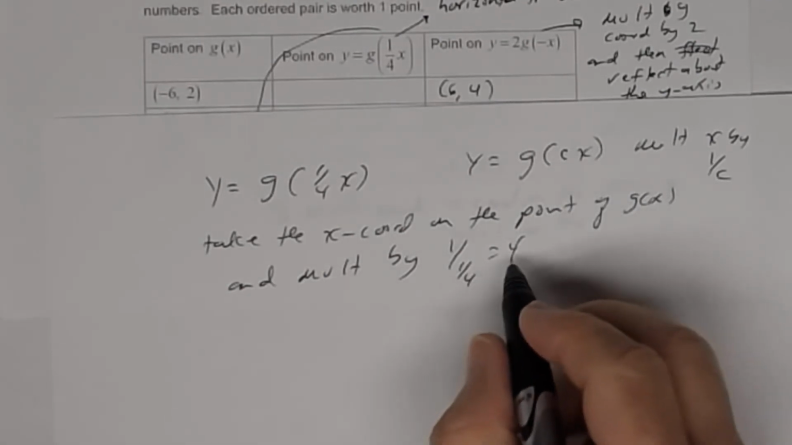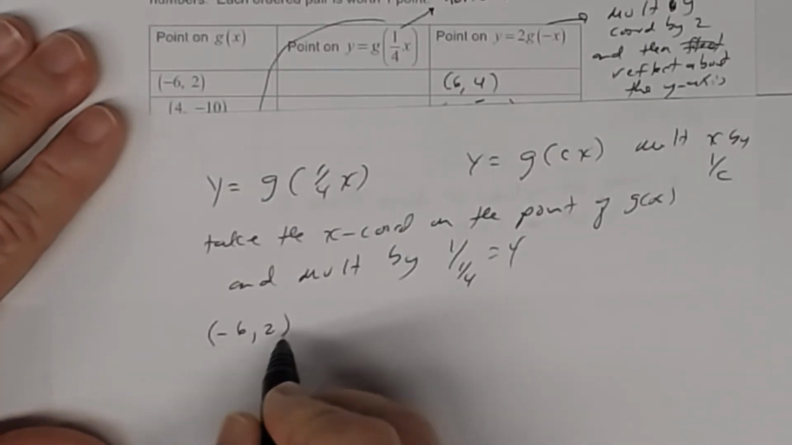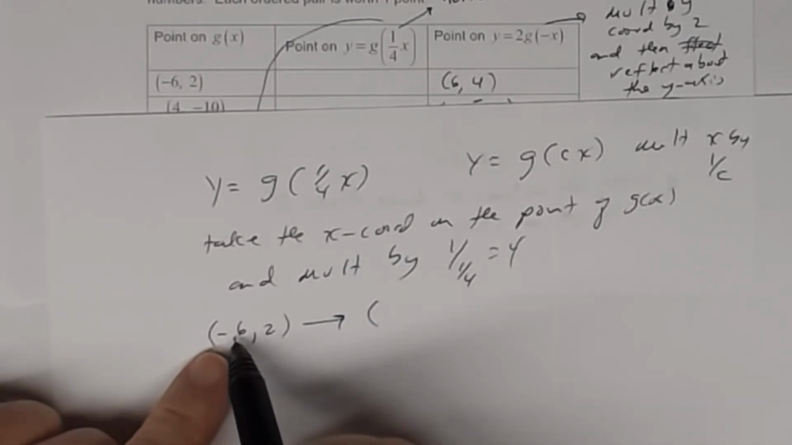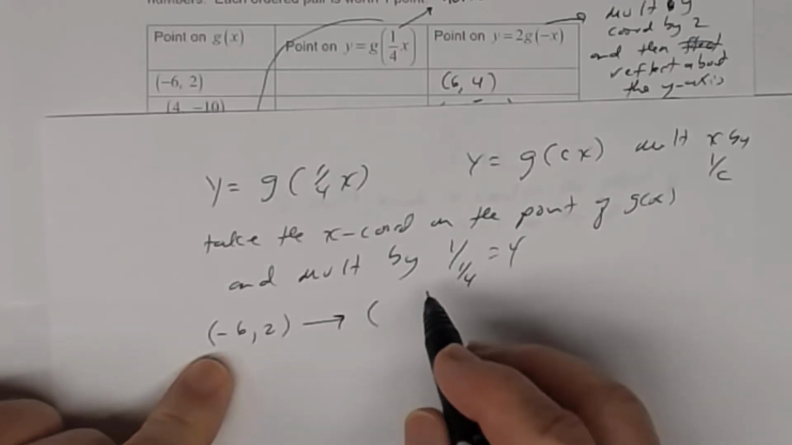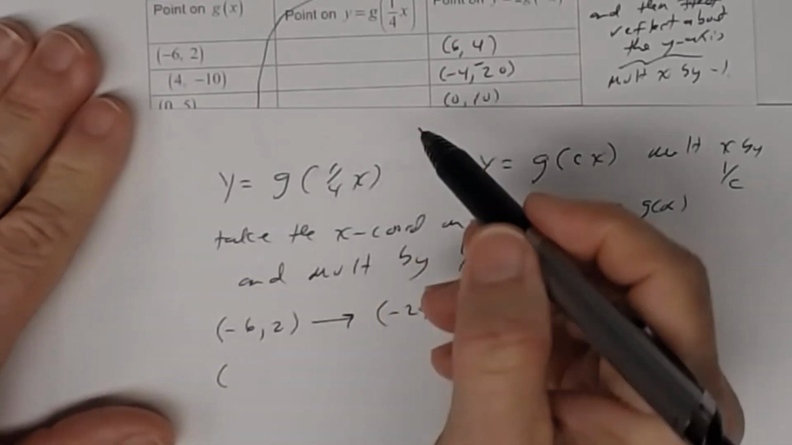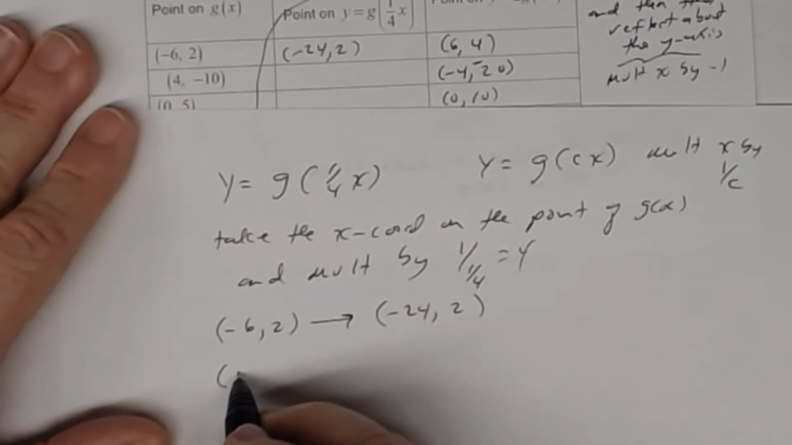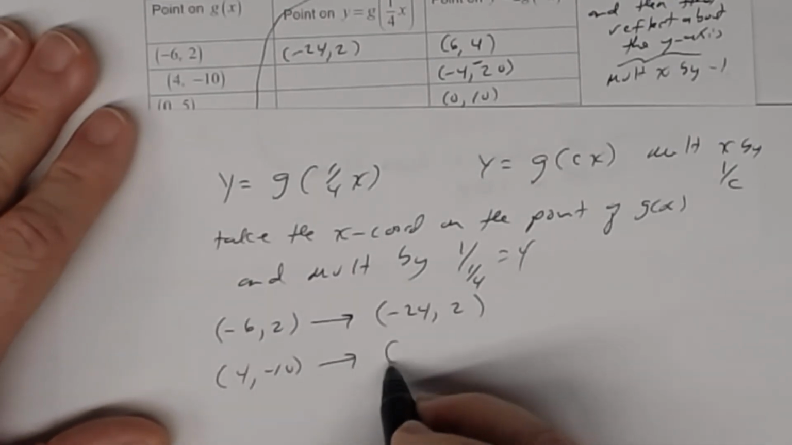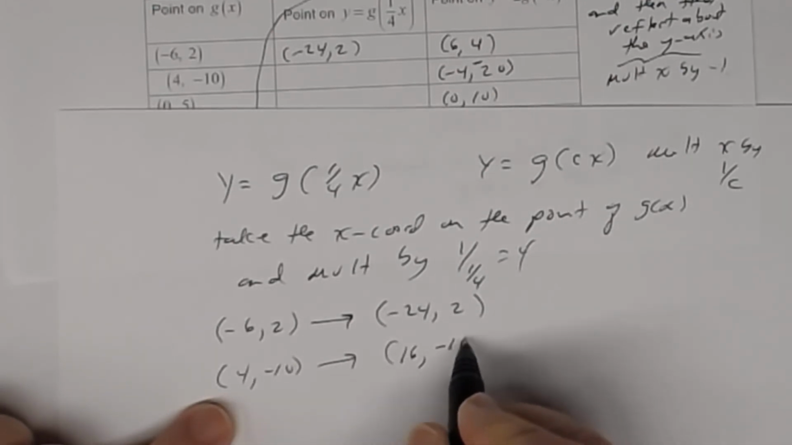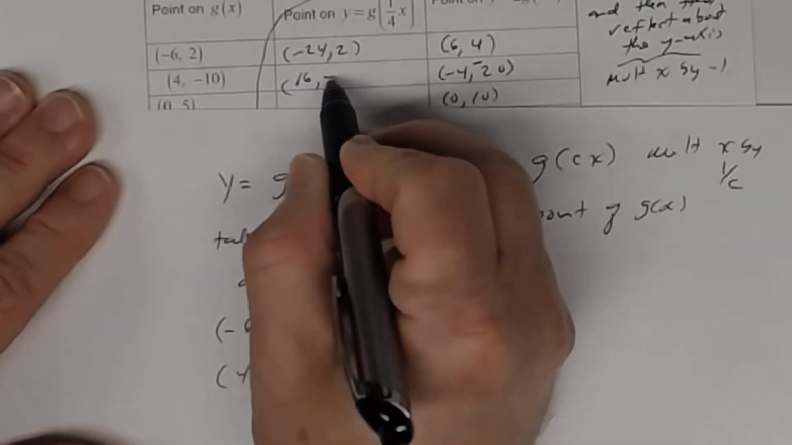When we look at this point here, (-6, 2) becomes the point... Remember, this says I take the x coordinate and multiply by 4. Negative 6 times 4 is negative 24. The y coordinate stays the same. So I'm going to put (-24, 2). This point here, (-4, -10), becomes the point... I take the x coordinate and multiply by 4, so it becomes negative 16. The y coordinate stays the same. So that's (-16, -10).